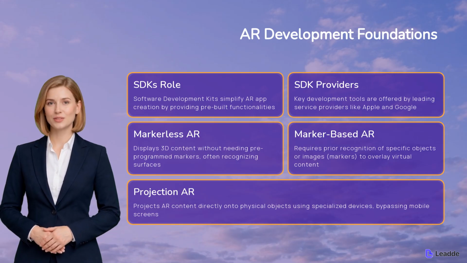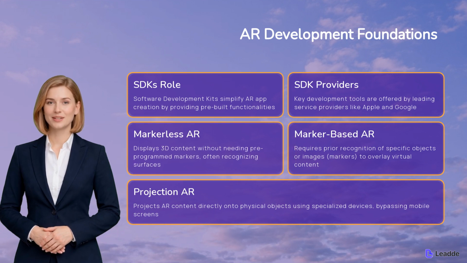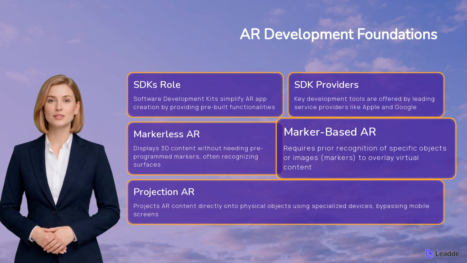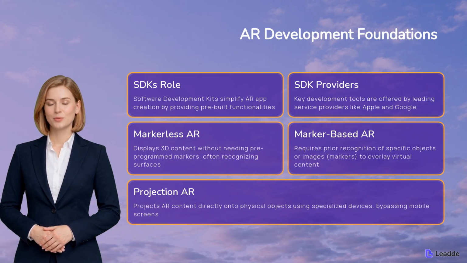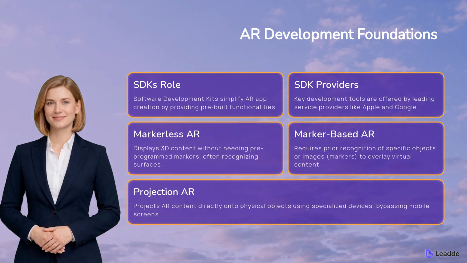There are several types of AR. Markerless AR displays 3D content without pre-programmed markers by recognizing surfaces. Marker-based AR requires recognizing specific objects or images to overlay content. Finally, projection AR projects content directly onto physical objects using specialized devices.